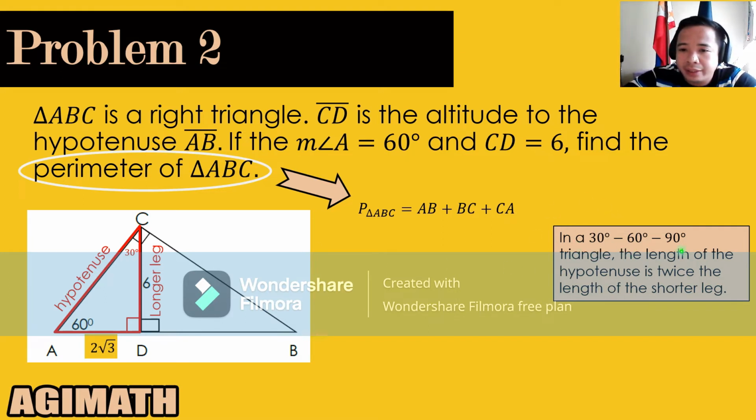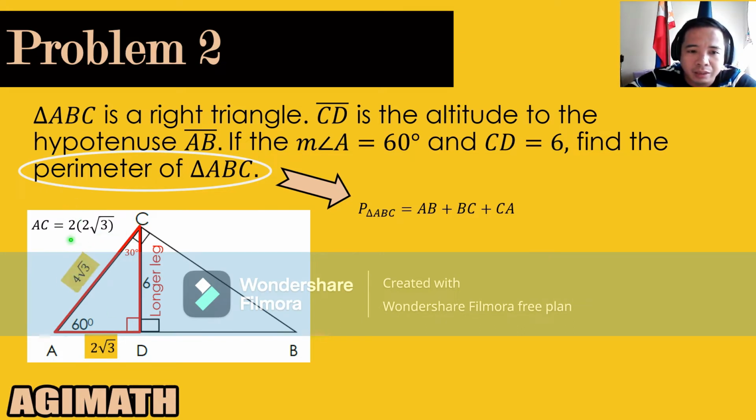In a 30, 60, 90 triangle, the length of the hypotenuse is twice the length of the shorter leg, meaning the length of AC is equal to 2 times the length of the shorter leg. The length of the shorter leg is 2 square root of 3. So that is 2 times 2 square root of 3, and 2 times 2 is equal to 4. That's why the length of AC, or the hypotenuse, is 4 square root of 3.